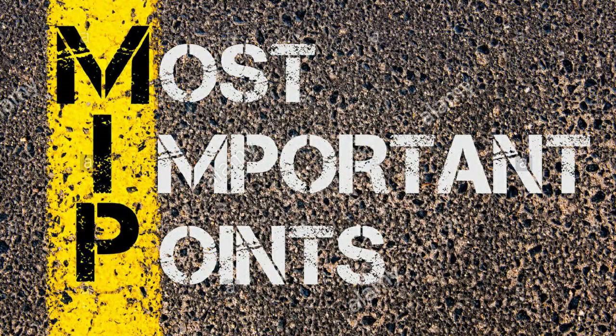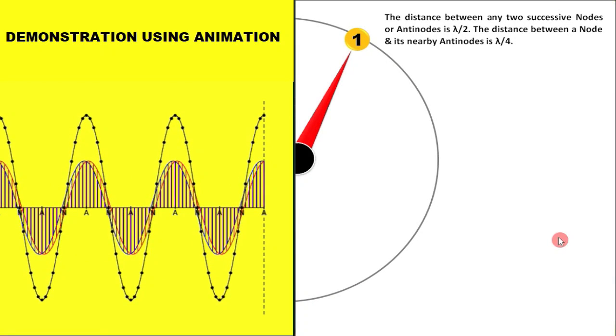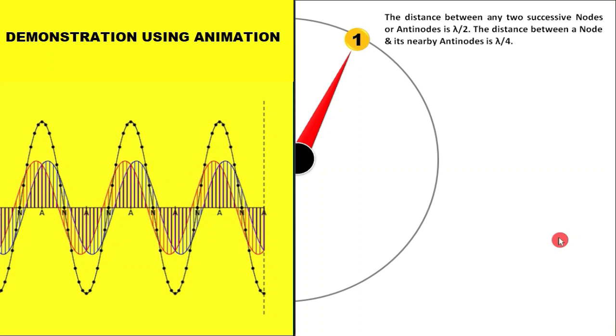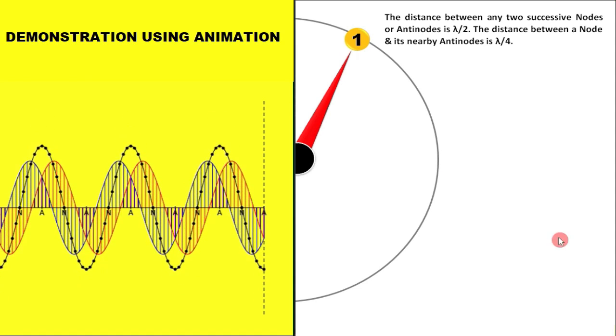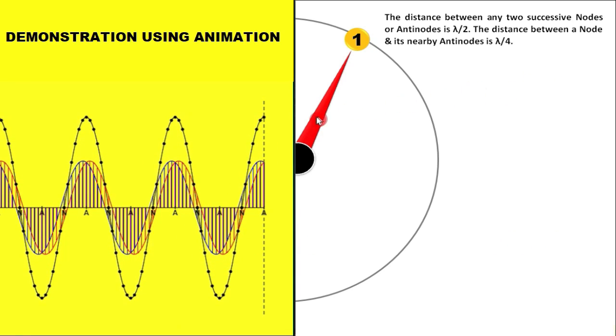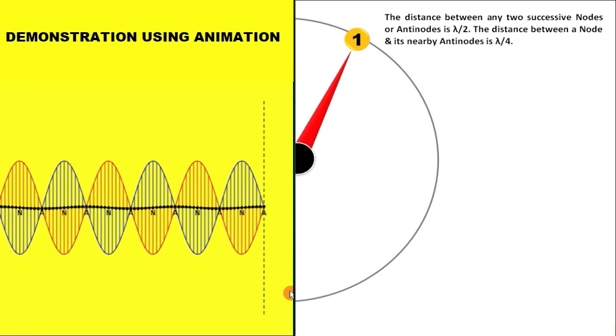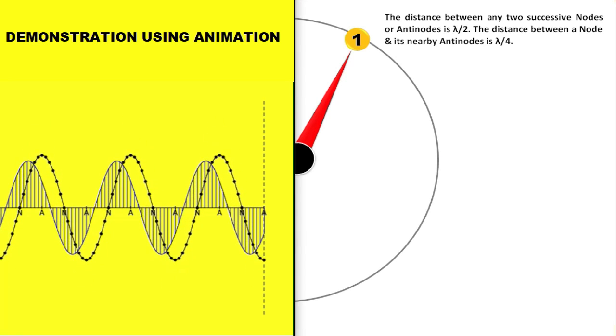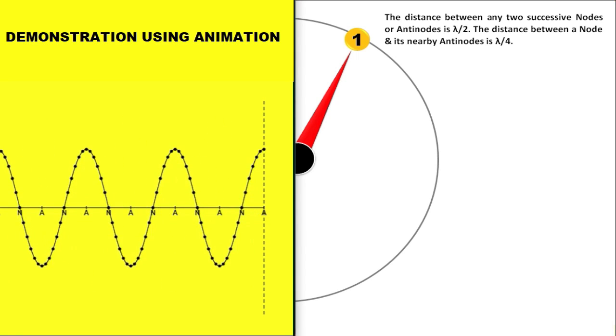Before closing, let us see some very important points from the exam point of view. What is the first point? The distance between any two successive nodes or antinodes is lambda by 2. The distance between a node and its nearby antinode is lambda by 4. Let us verify it here. Between any two successive nodes or any two successive antinodes. Let us just erase this incident and reflected wave, and you can see this.